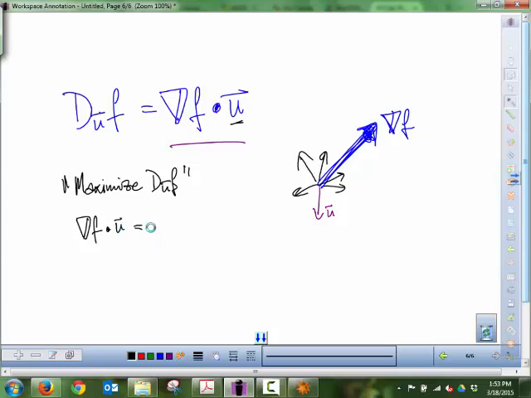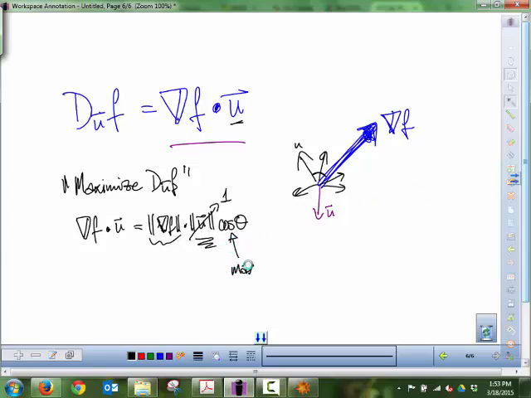If we're going to try to maximize this dot product, we're trying to maximize this quantity. The gradient of f is fixed, so the magnitude of the gradient is going to be fixed. We're not going to be able to change that. We're moving u around to change things. What's the magnitude of u? This is a unit vector, so the magnitude of u is 1. And so what's left to look at is the angle between the u vector and the gradient vector.